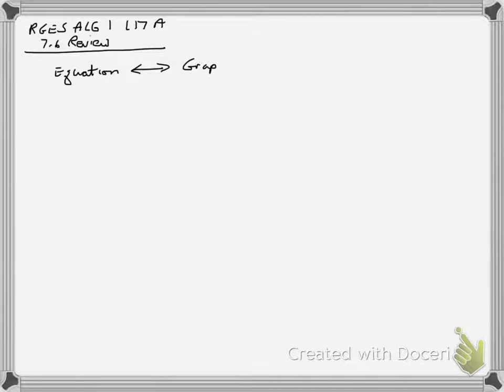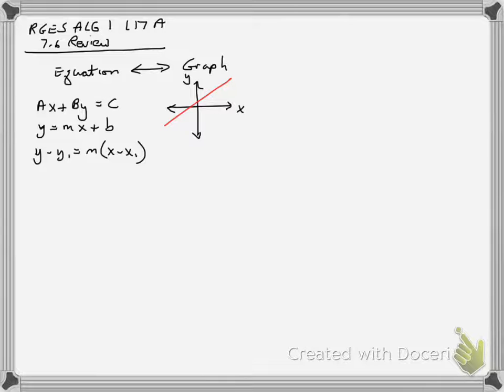So the visual representation on the Cartesian coordinate system, where this is x and this is y, the graph would be represented as some kind of line like this. Or if it were an equation, these are three forms of the equation of a line.